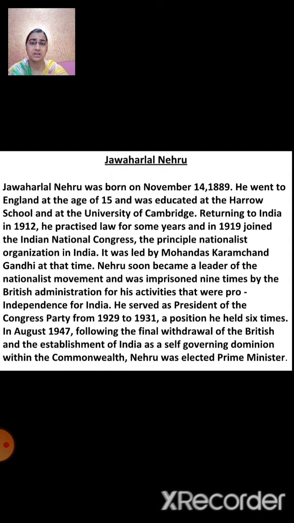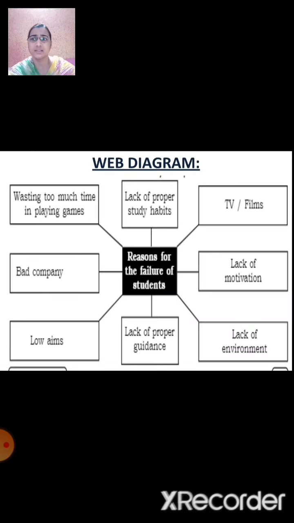I hope students, with this example you all have understood how to write information transfer from a non-verbal, that is a diagram, to a verbal, that is a paragraph. Oh yes students, this is one more fantastic example. You will get a question like, look at the following diagram and write a paragraph on reasons for the failure of students. Also write the ways to improve their situation.